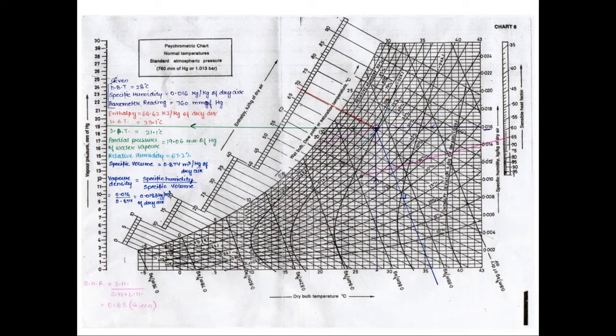Next is the psychrometric chart by Arasukumi. Again in this chart, I have assumed all the values same: DBT 28 degrees Celsius, specific humidity 0.016 kg per kg of dry air, barometer reading 760 mm of Hg. It is written on the chart that this chart is valid for normal temperature, standard atmospheric pressure 760 mm of Hg or 1.013 bar.